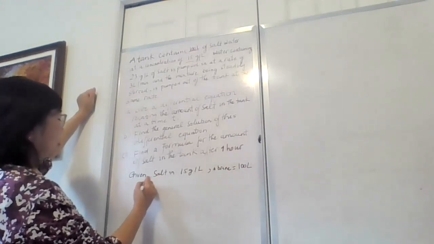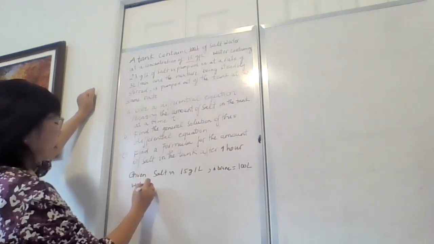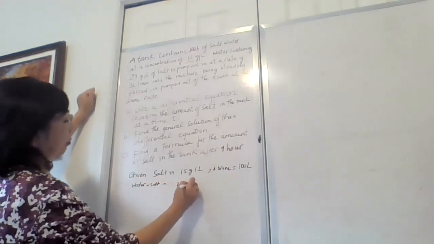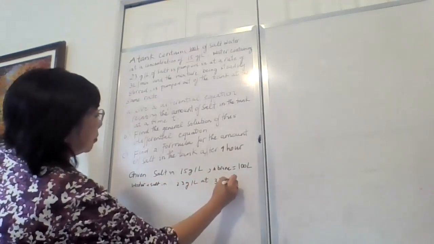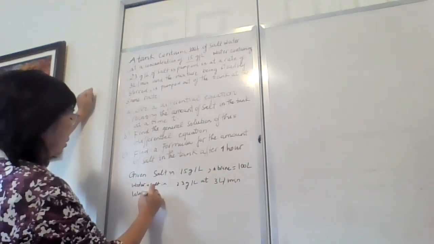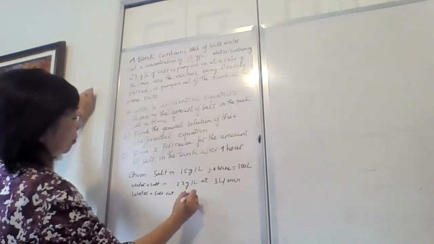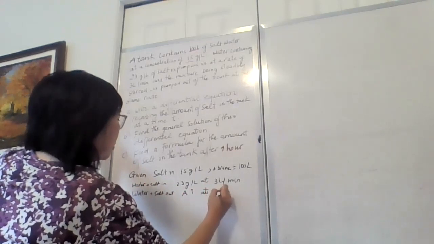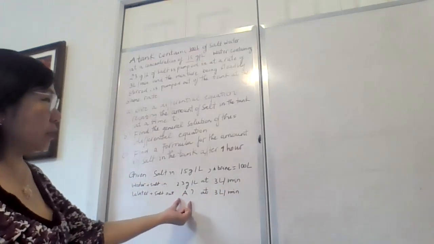And what else do we know? We know water in, water plus salt, equal to 23 grams per liter at the rate of 3 liters per minute. And then it pumps out water and salt, the amount of salt we don't know, but it also comes out at the rate of 3 liters per minute. That's all we know. We don't know how much, and we want to find out how much salt came out.